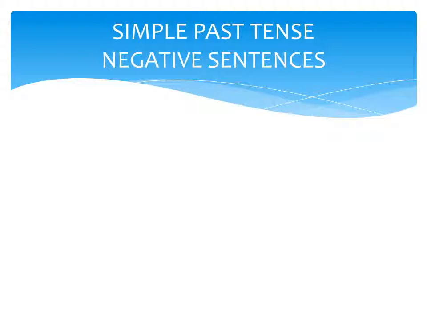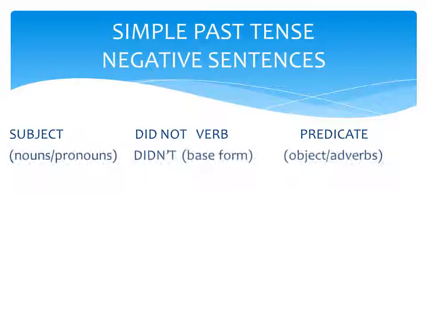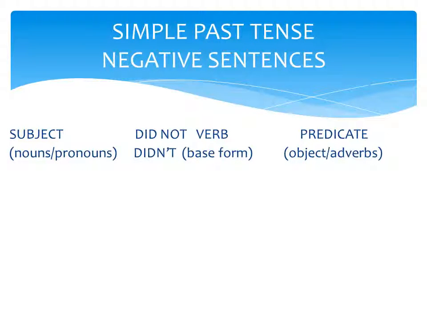For the negative sentences, we need an extra element. We again need the subject, but now we need the auxiliary did plus not. Then we need the verb in the base form, and again the object and the adverb. The contraction for did and not is didn't. Let's look at some examples. Ken didn't do his homework yesterday.